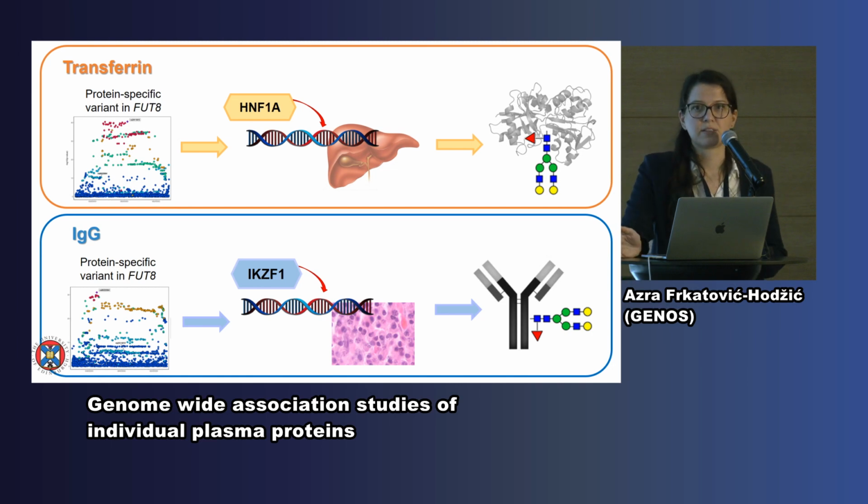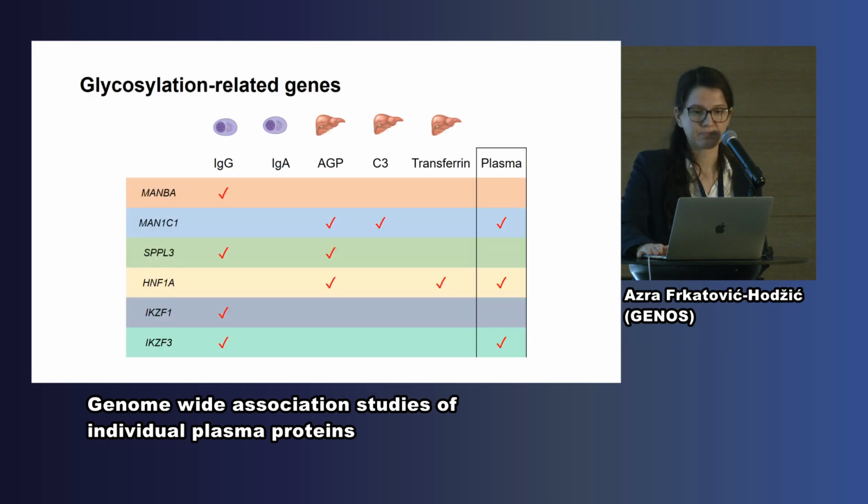It could be hypothesized that the variant that we see in the transferrin glycome GWAS is basically affecting binding of HNF1 alpha, which is a hypothesized liver-specific transcription factor. While on the other side, in IgG, the same variant in fucosyltransferase 8 is associated with Ikaros binding, which is again a plasma cell specific transcription factor.